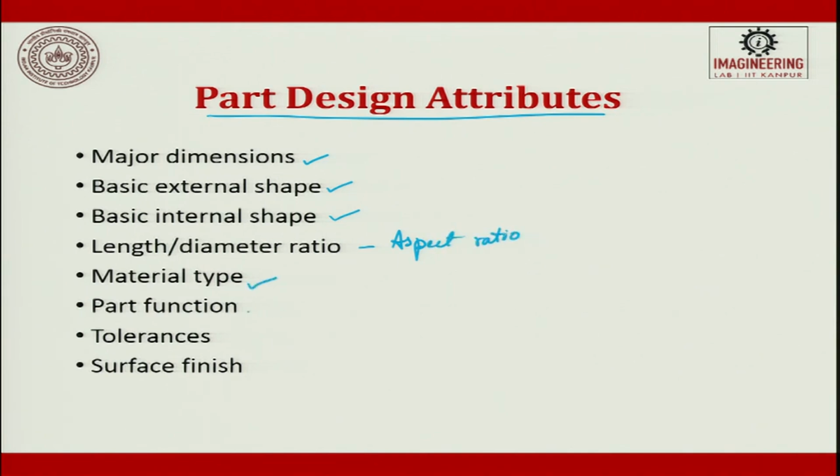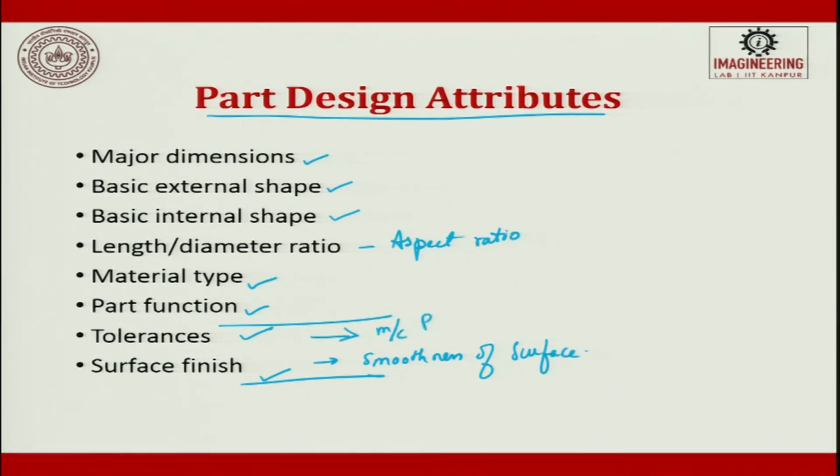Then material type, part function, tolerance and surface finish. These two terminologies are different. Please clearly understand. This talks about the smoothness of the surface, and this talks about the machining process to be followed. Okay. Tolerance and surface finish, these are the part design attributes.